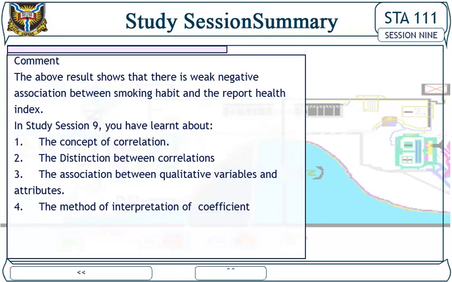Summary for Study Section 9. In Study Section 9, you have learned about: 1. The concept of correlation, 2. The distinction between correlations, 3. The association between qualitative variables and attributes, 4. The method of interpretation of coefficient. This is the end of Study Section 9.